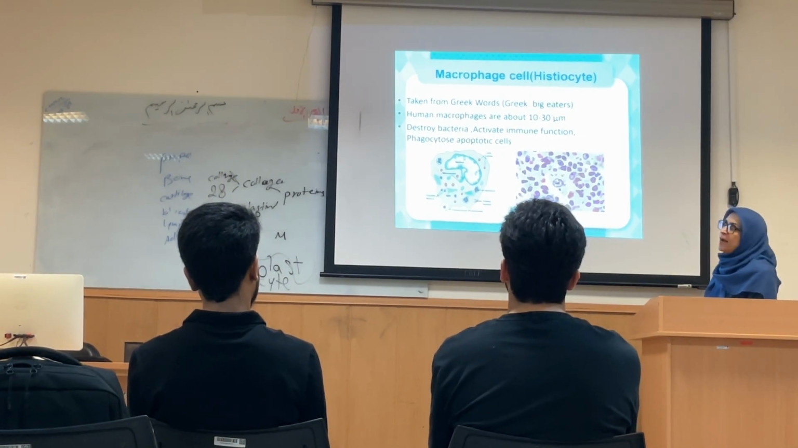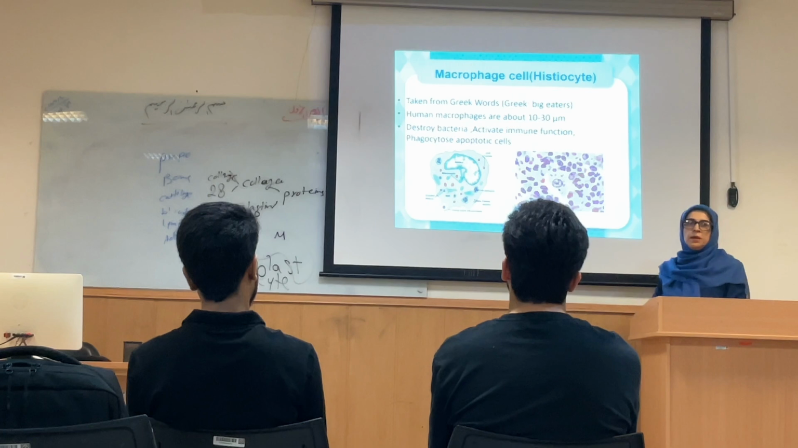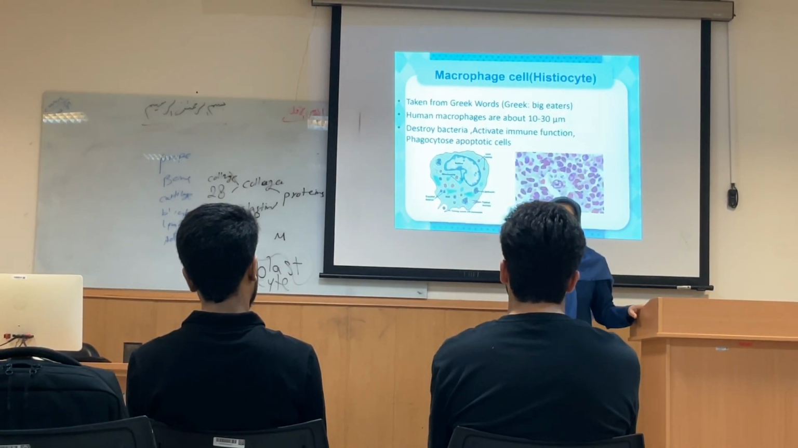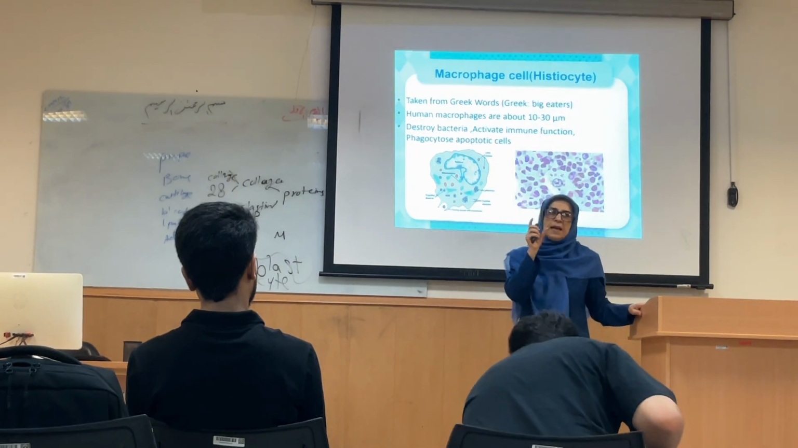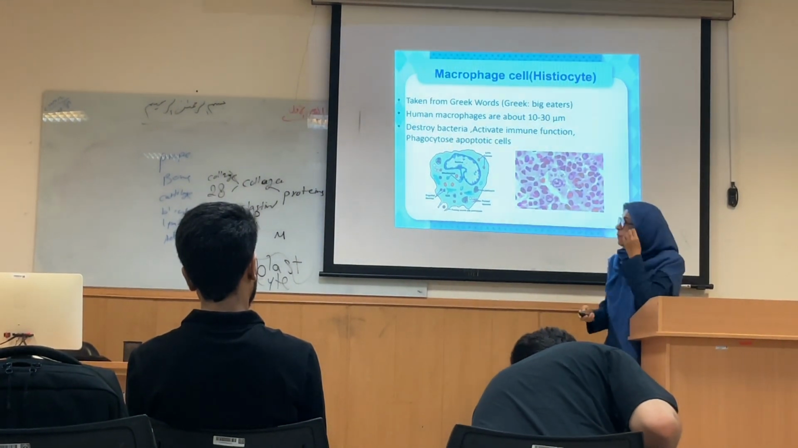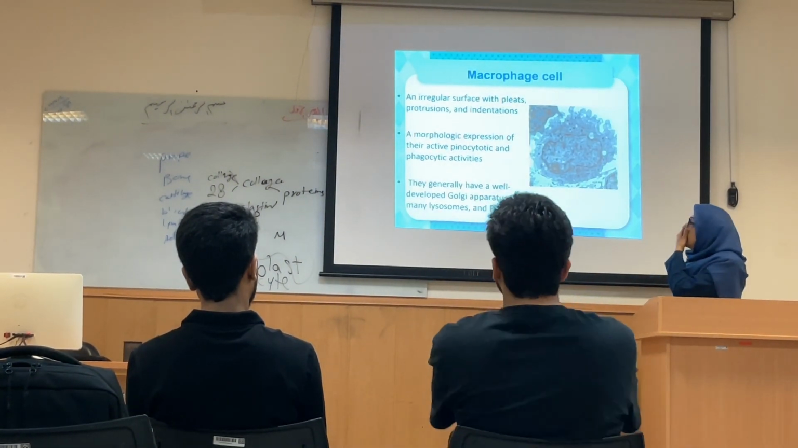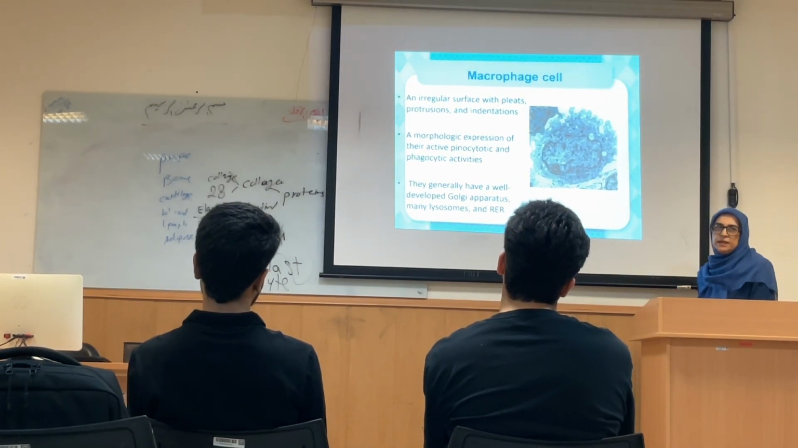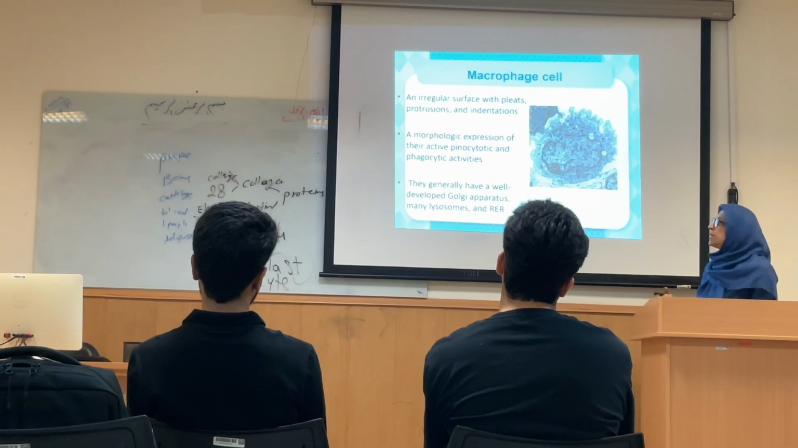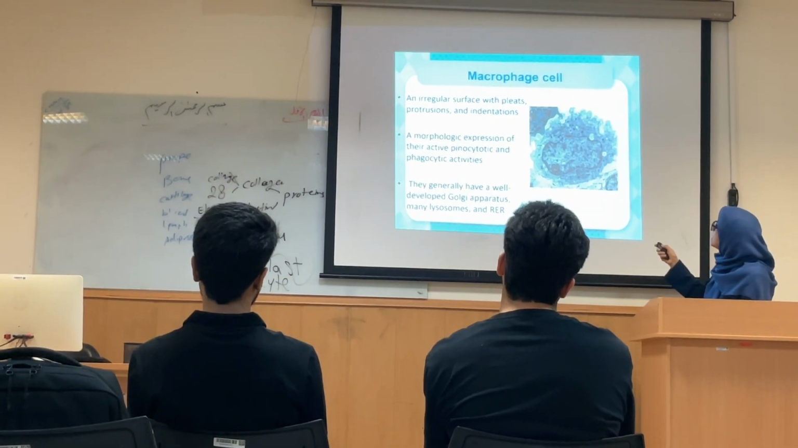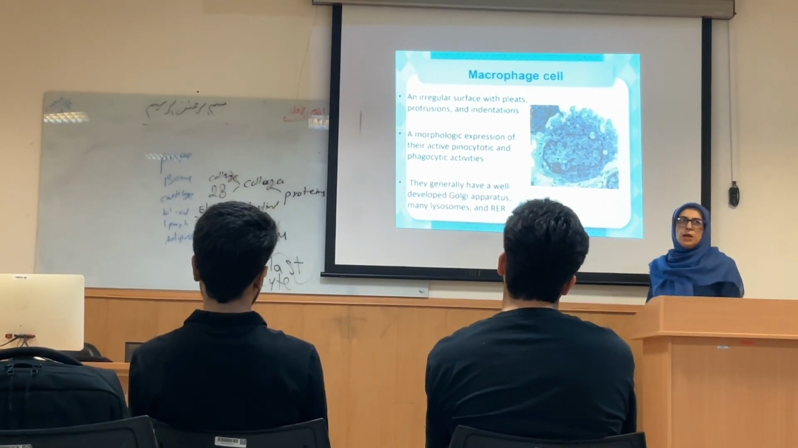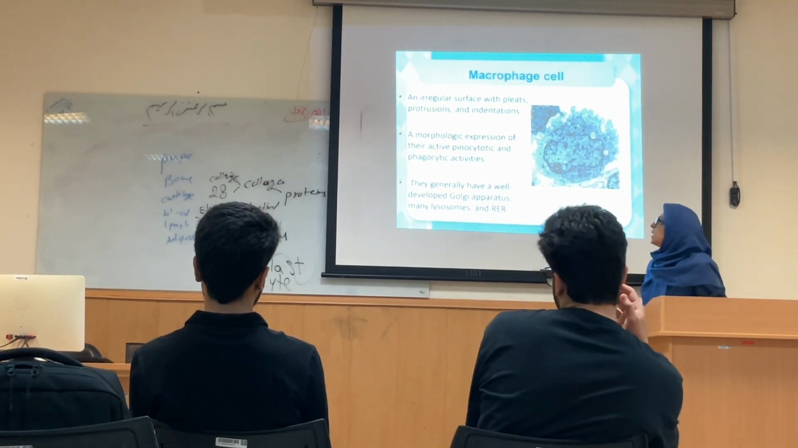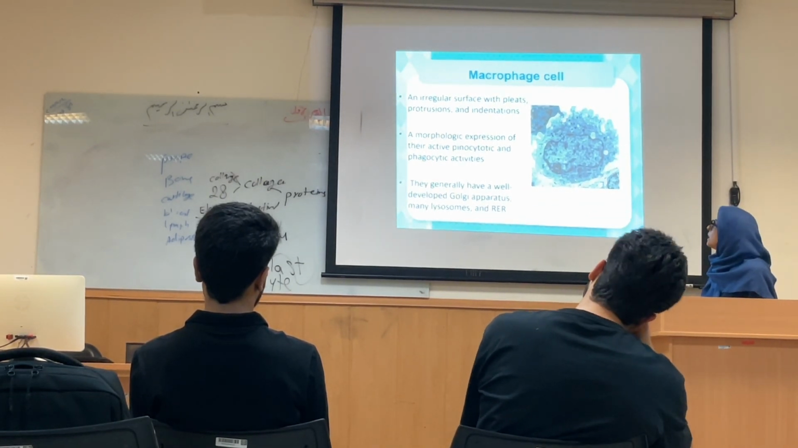Previously they were named histiocytes, around maybe 100 years ago, because they are big and were the first cells discovered by biologists. Under the electron microscope, they have an irregular surface. They have some protrusions and invaginations because they form pseudopodia for engulfing bacteria and microorganisms.